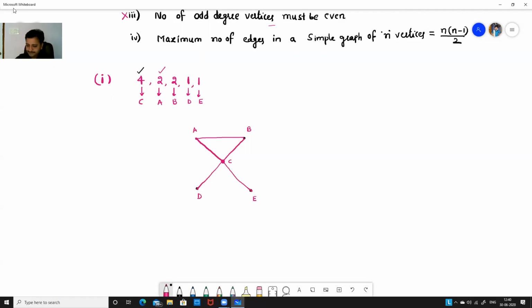Then you may ask, sir, here I have only 5 vertices, therefore I can draw the graph. Suppose I have more than 10 vertices, is it possible to draw the graph? Obviously, it will take time, right? In such a case, we can take help of the Havel-Hakimi method, which we'll discuss very shortly.